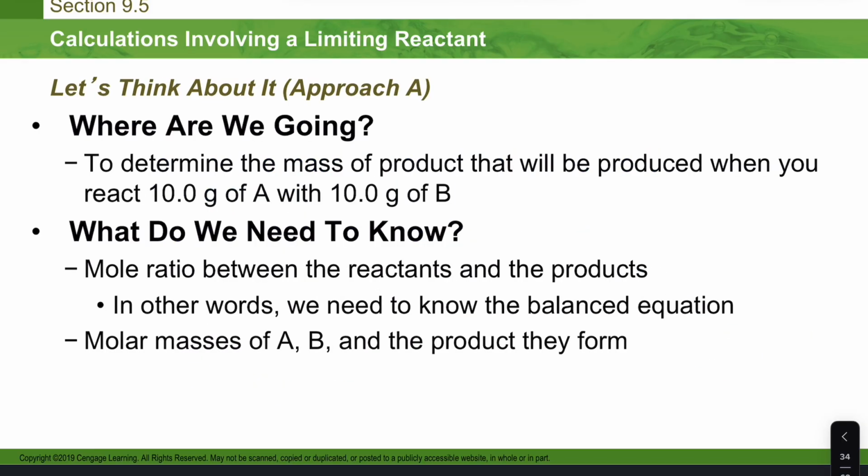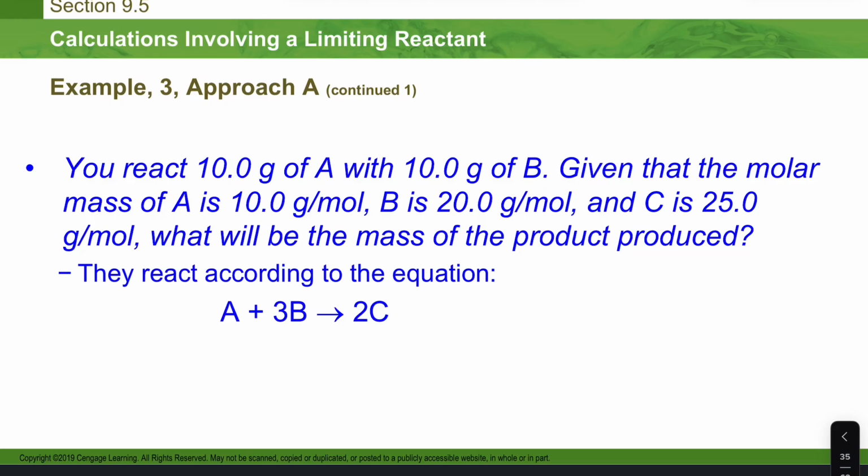To determine the mass of product that's going to be produced when we react 10 grams of A and B together, we need to know the mole ratio between the reactants, which is going to be the equation, and we need to know the molar masses. Then we can find out what the limiting reagent is.